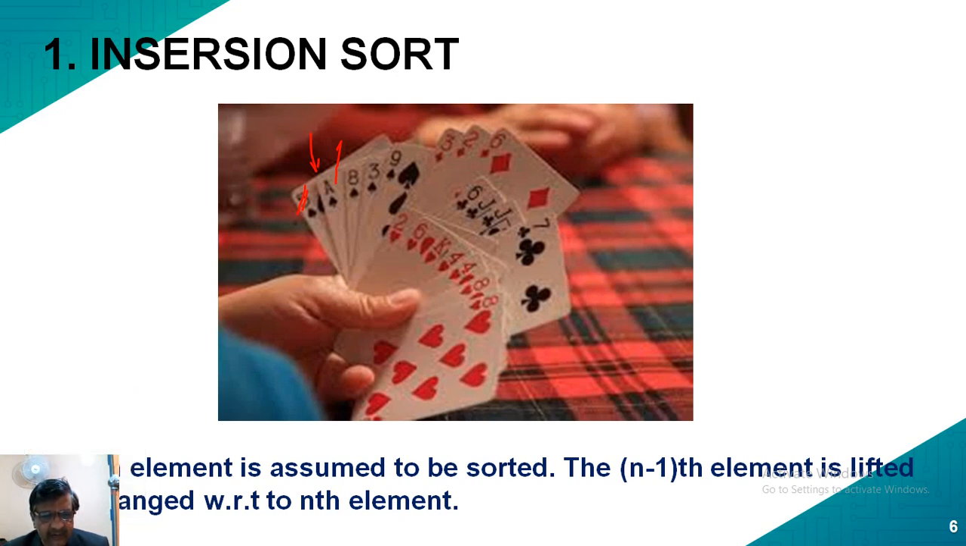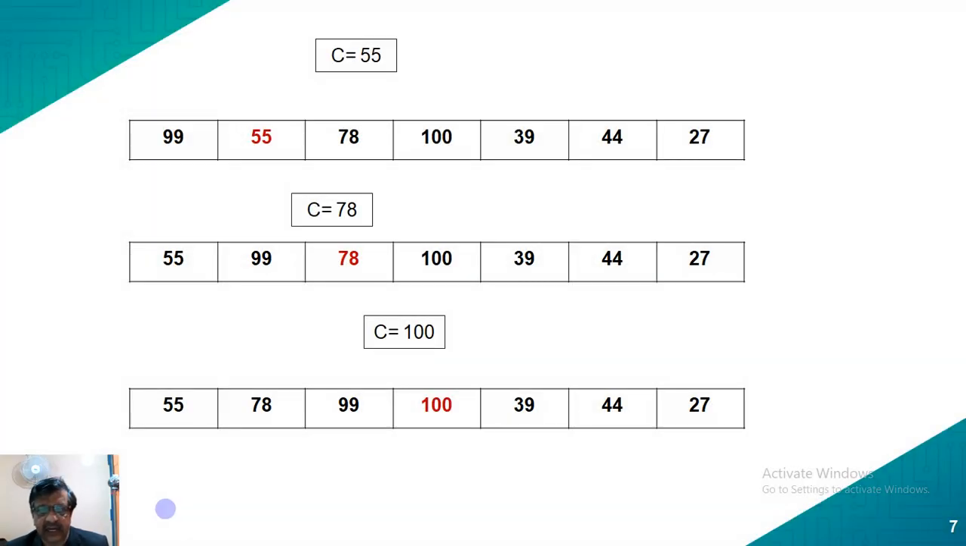Right, we will just go further. We'll go to the next slide. We'll take an example, and you have to carefully follow this. 99, 55, 78, 100, 39, 44 and 27. 99 is assumed to be sorted. This is the last nth element.